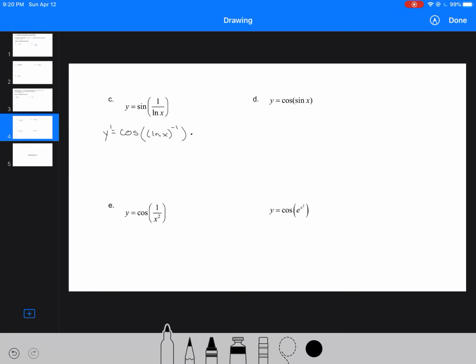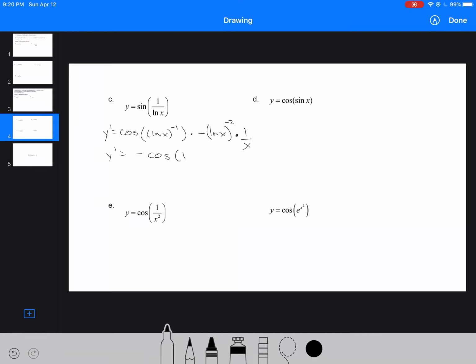So now I'm going to multiply by the derivative of the inside function, which is minus ln x to the minus 2. But now I've got another inside function, that ln x. So now again, I have to multiply by the derivative of the inside function, the derivative of ln x, which is 1 over x. Now I can simplify this a little bit further.